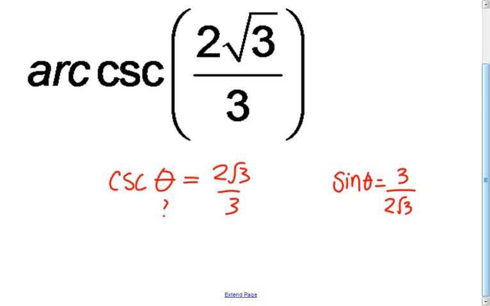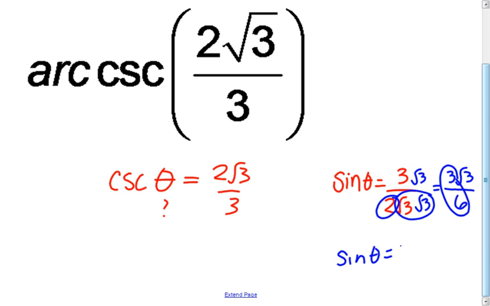It might be easier to do it this way, and then I don't like my radical in the denominator, so I'm going to get it out of there. So then I have 3 root 3 over, root 3 times root 3 is 3, times 2 is 6. So what I really have is, I'm asking you to figure out where is your sine value, and this reduces to root 3 over 2. So figuring out where cosecant is 2 root 3 over 3 is the same as figuring out where sine is root 3 over 2.